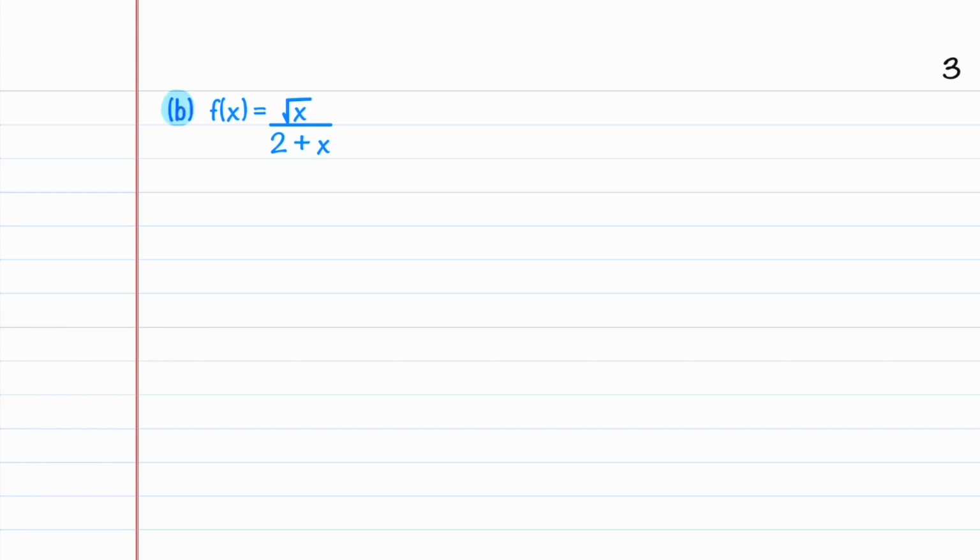Let's now look at part B. In this example, we are taking the derivative of f of x is equal to the square root of x, that's our top function, divided by 2 plus x, that's our bottom function. We're going to use the quotient rule, and it tells us that f prime of x is the bottom term, 2 plus x, times the derivative with respect to x of our top term.